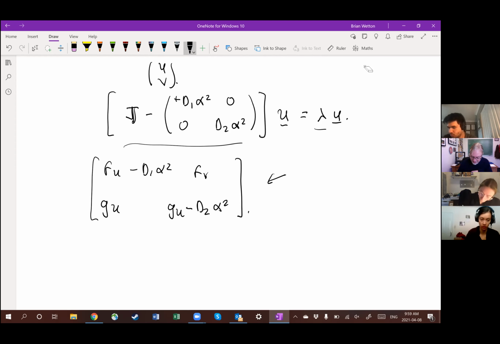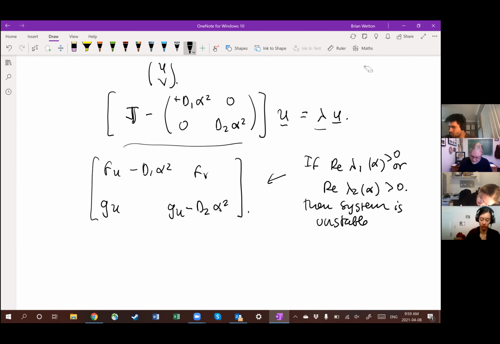So now I can say if the real part of lambda 1 or the real part of lambda 2 is positive, then the system is unstable. So I've started with two things that are stable. I've added them together, and now I'm checking to see if I can arrange things so that I can get an unstable behavior coming out of this. And you can. Turing was a smart guy, and he's got this thing named after him that many people have looked at.